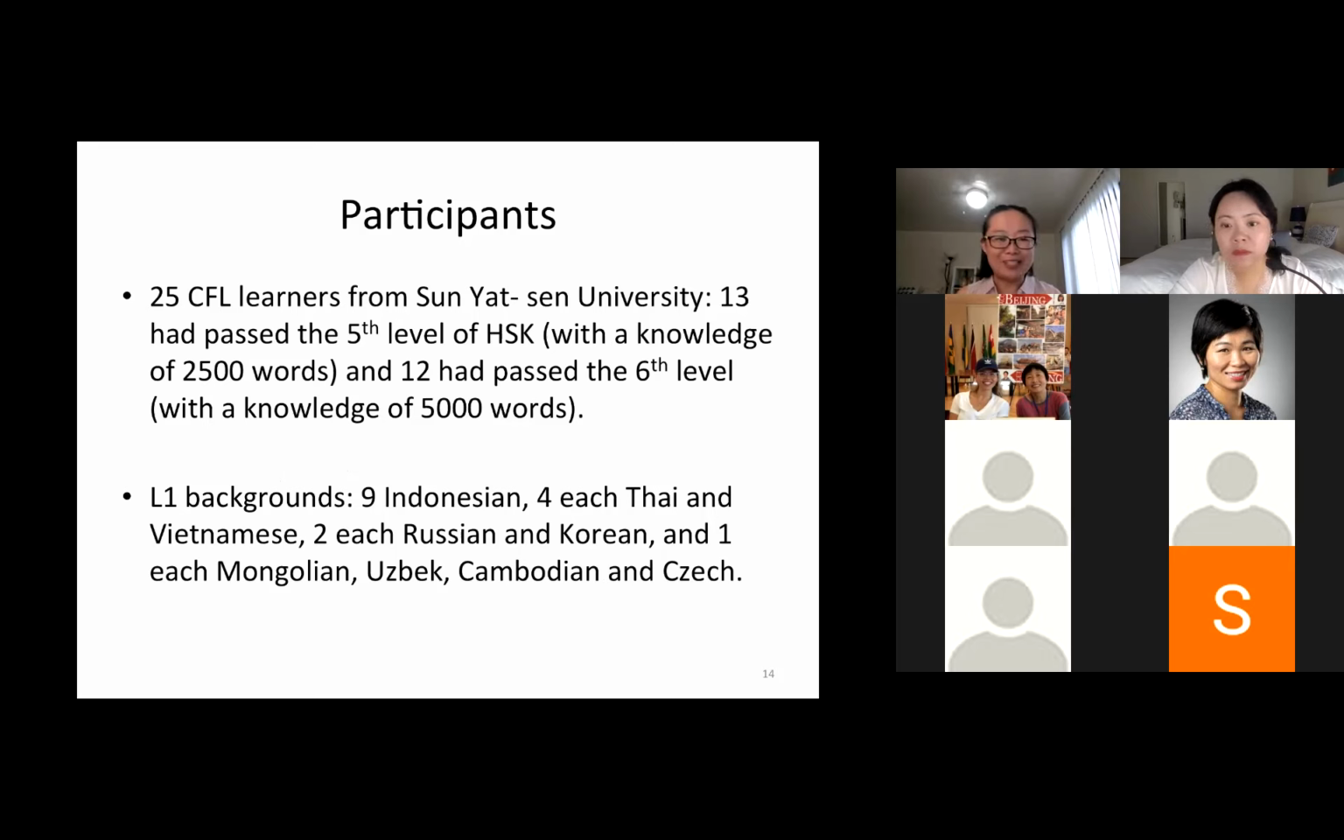First, let's check the participants. We have 25 CFL learners from Sun Yat-sen University. They all passed the 5th level of HSK, and they have lived in China for more than 2 years. Their language background is kind of diverse. It's a little bit difficult to find participants who are from the same first language background.